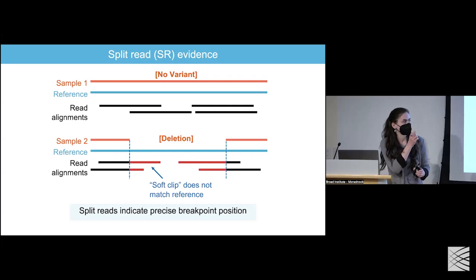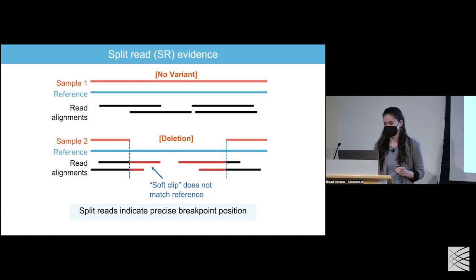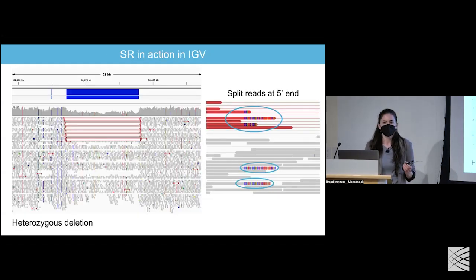So you can see from the diagram, the dotted blue lines show the exact start and end of this deletion because we can just identify where the soft clips start, where those mismatches start. So in that way, split reads are a powerful type of evidence for SVs. So let's look at a real life example.